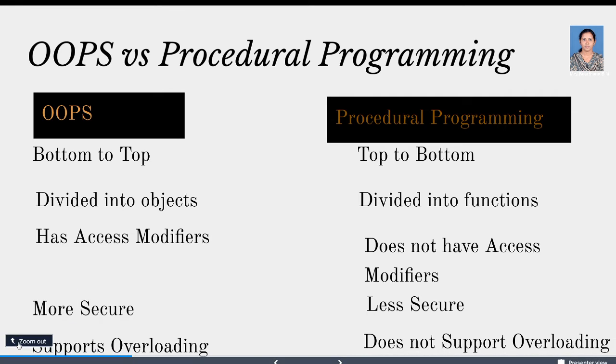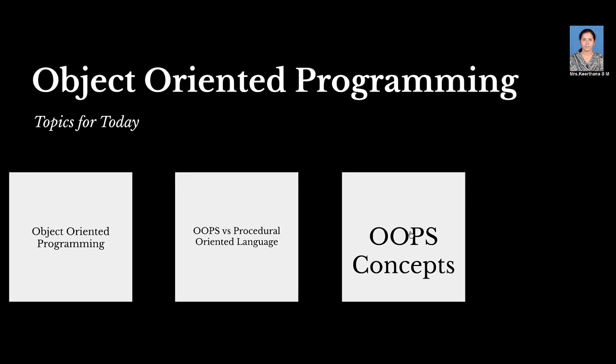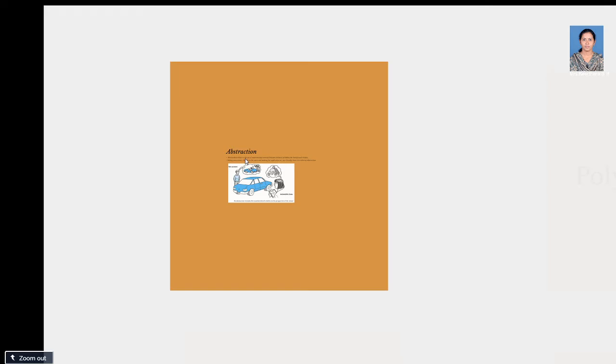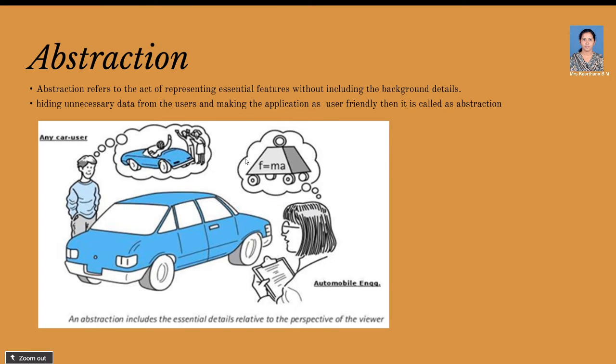And next we are going to see about the OOPS concepts. We have 10 to 12 concepts in OOPS, but the major 4 concepts are abstraction, encapsulation, polymorphism, and inheritance. First one is abstraction. What do you mean by abstraction? Abstraction refers to the act of representing essential features without including all the background details.